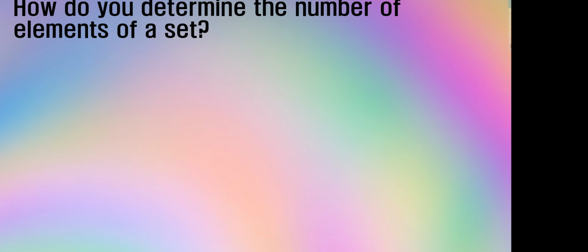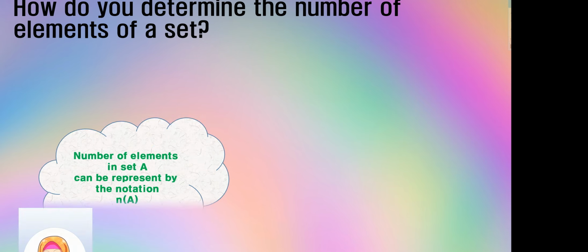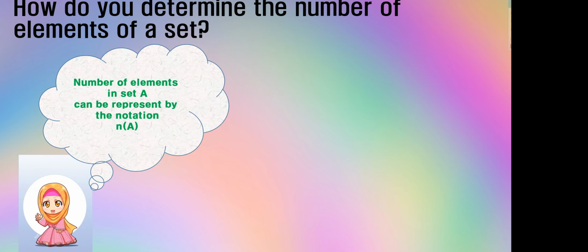Now, we move to another title. How do you determine the number of the elements of the set? The number of the elements in the set A can be represented by the notation using the small letter n. In the brackets, we put the set name, which is set A in this sentence. So, the number of the elements we will represent by using the small letter n.